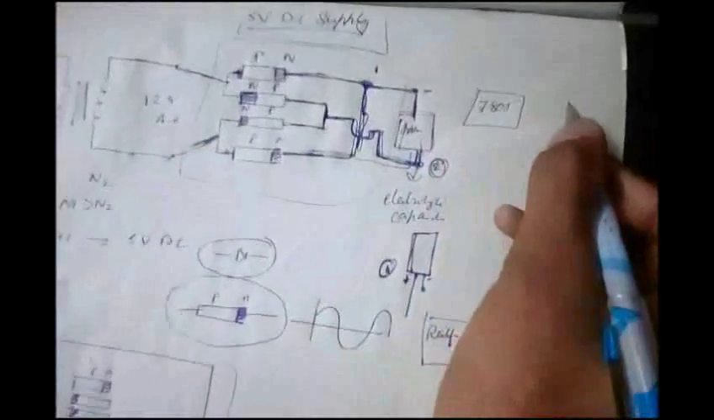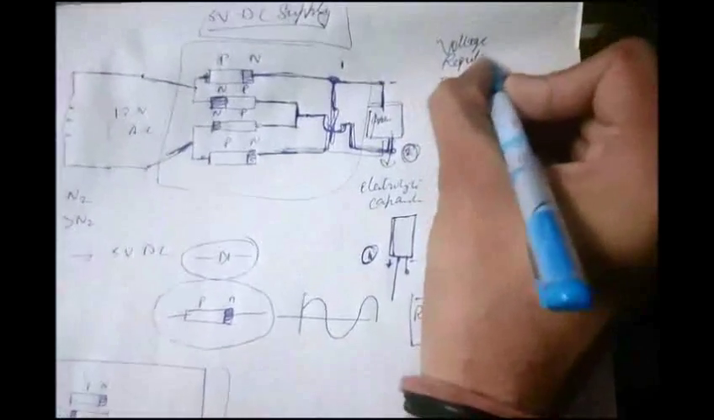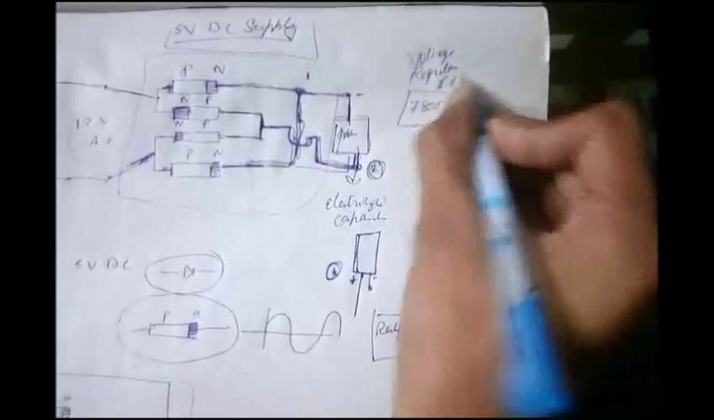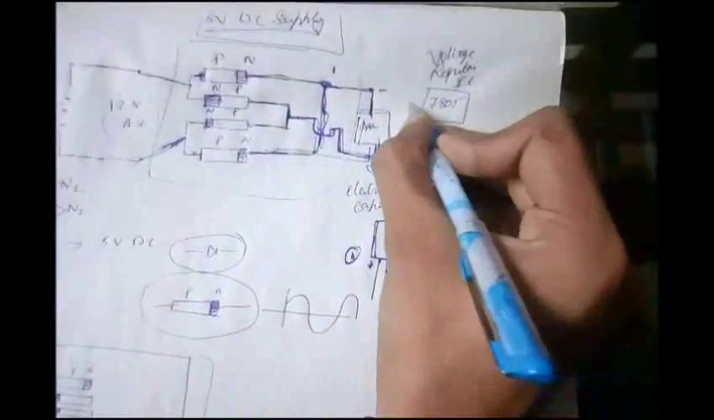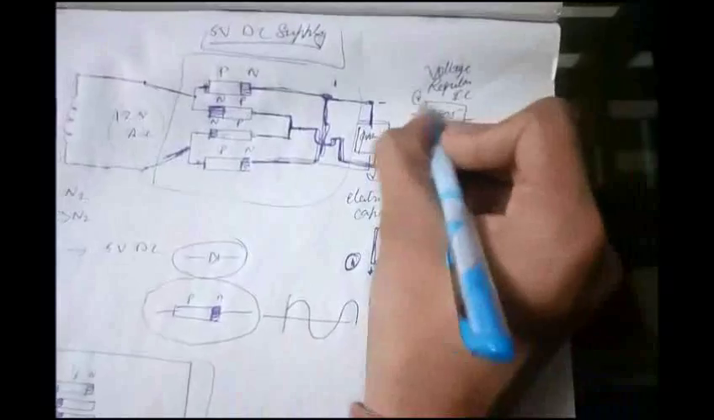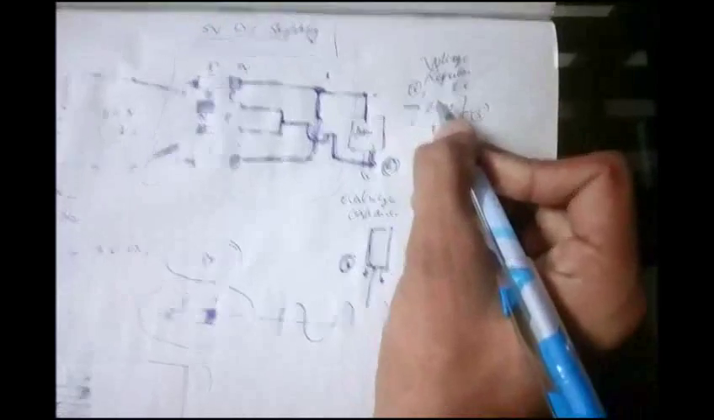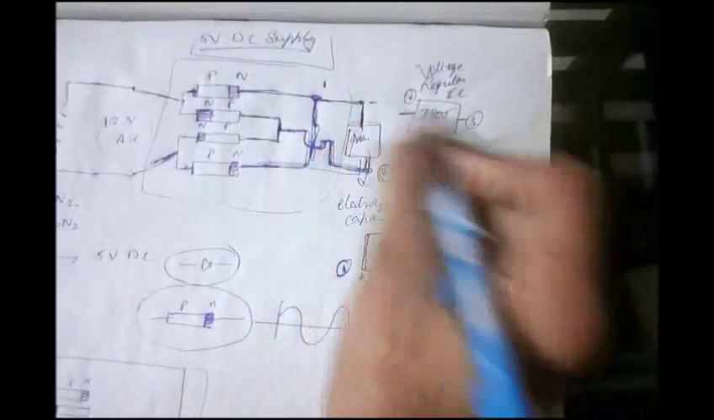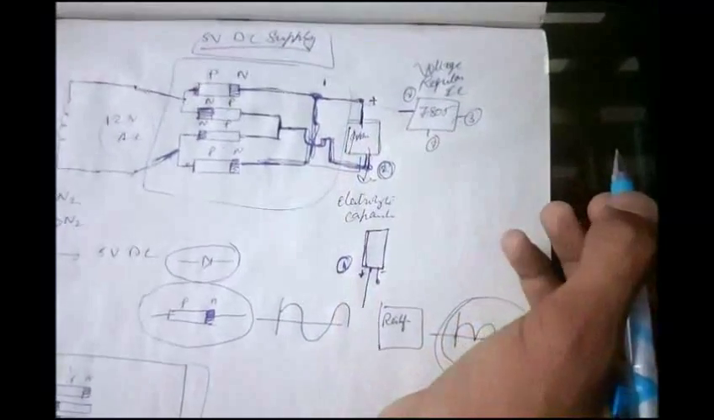After this, our topic is the 5 volt DC supply. For this, we are going to use a 7805. What is this 7805? It is a voltage regulator IC, basically an integrated circuit. It has 3 pins: first, second and third. The first one is the input pin, in which whatever output you are getting from the capacitor, you will apply to the 7805.